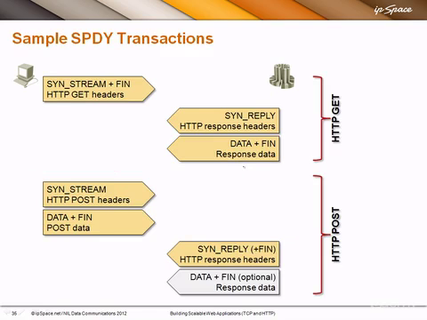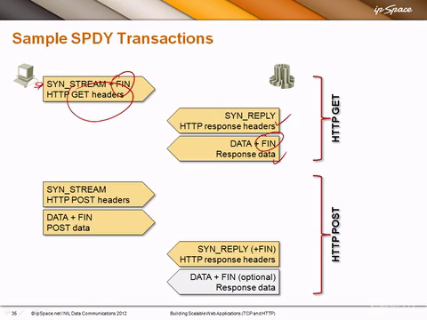And now for sample transactions, GET is very simple. So you send the SYN stream packet with a FIN flag saying this is the last packet in this stream. I have no more to tell you, and the headers are included in the SYN packet. And then you get the SYN reply with the response headers and data, and the last data packet would have the FIN flag set. So we are done.